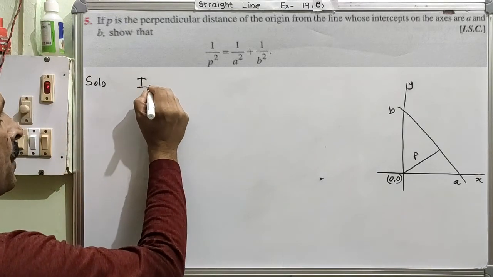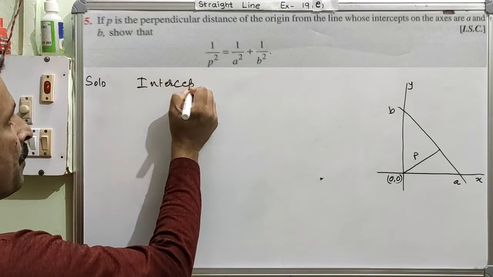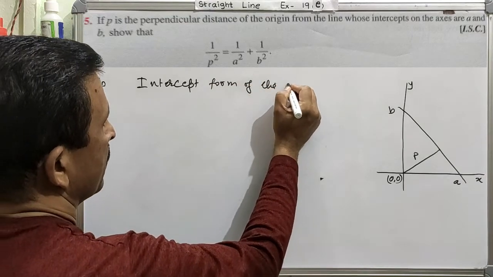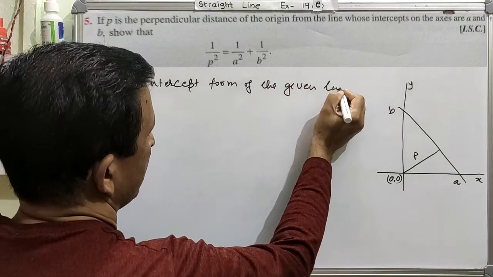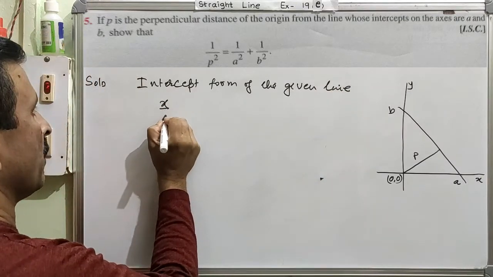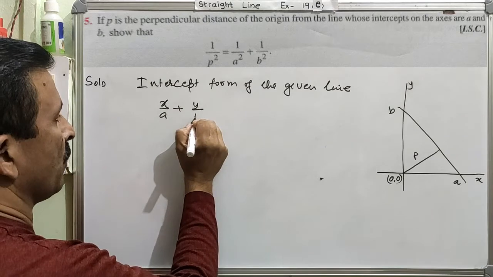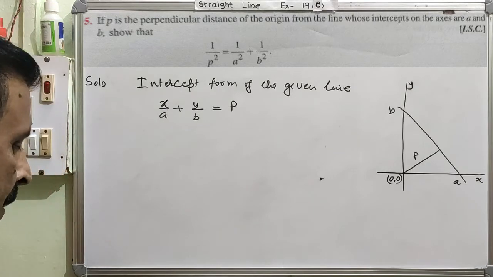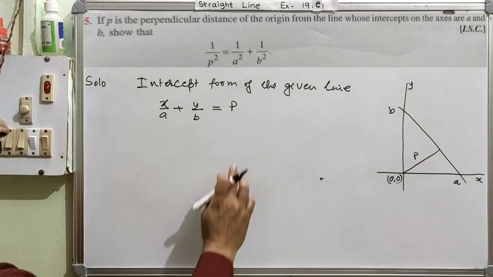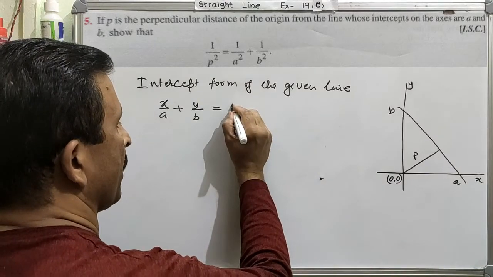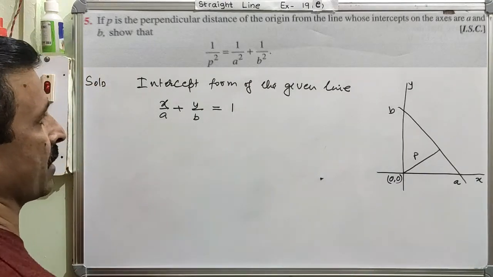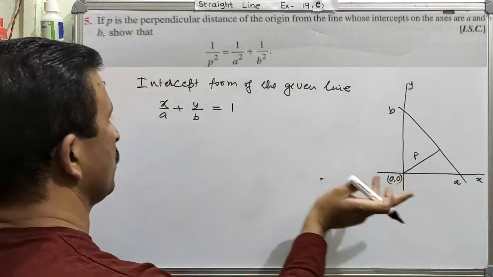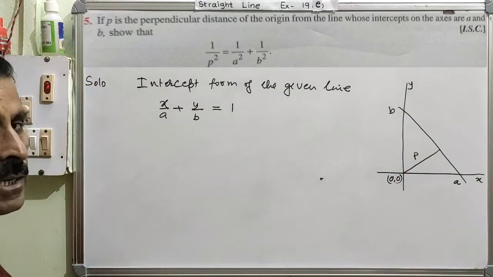So the intercept form of the given line is what? x over A plus y over B is equal to 1. Right? This is the formula. Is this okay? In the formula, it used to be equal to 1. So now this is the equation of this line, and the coordinate is given. We can find the perpendicular distance and prove that the given statement is true.